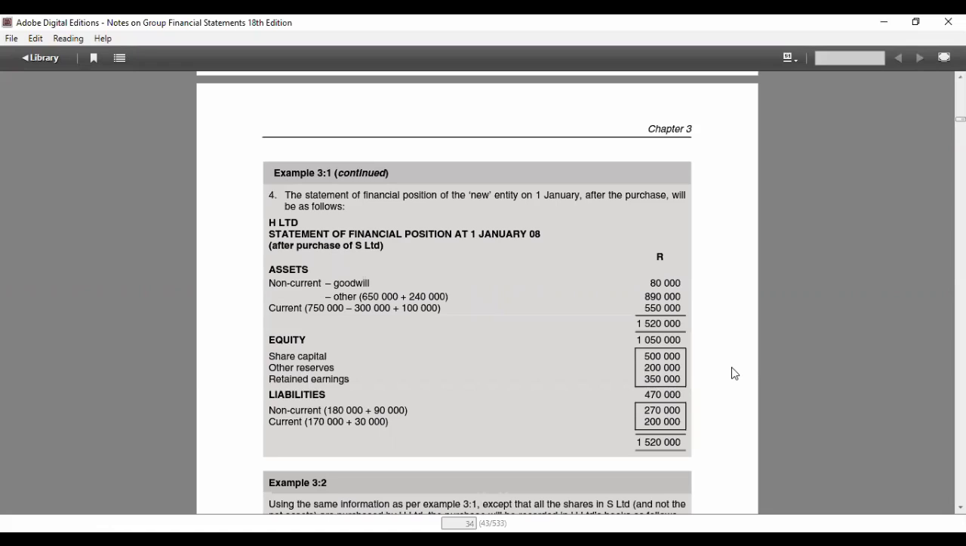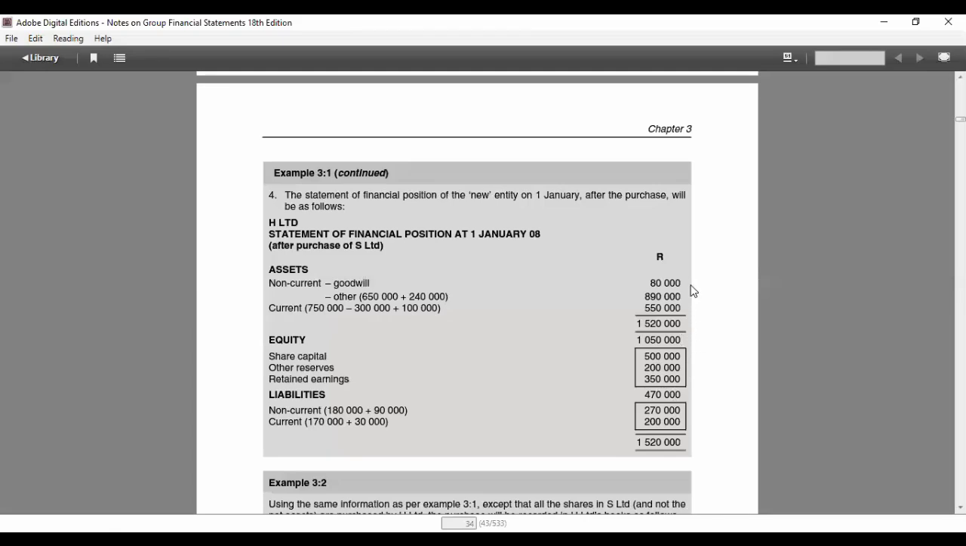In our non-current assets, we have goodwill of 80,000. We also have all our other non-current assets, that was 650 plus the 240 we got from S. Our current assets, we had 750. We spent 300,000 on S's net assets. We acquired 100 of S's currents. So there's our calculation. Our equity has remained unchanged because we did not do any equity transactions. Our liabilities, we have acquired the extra 90 for non-currents and the extra 30 for currents.